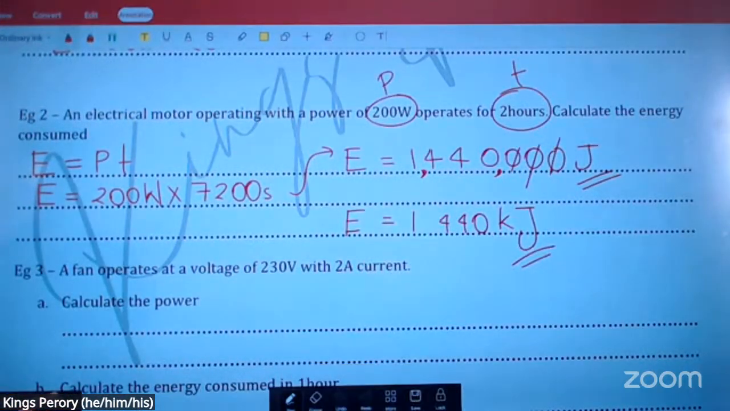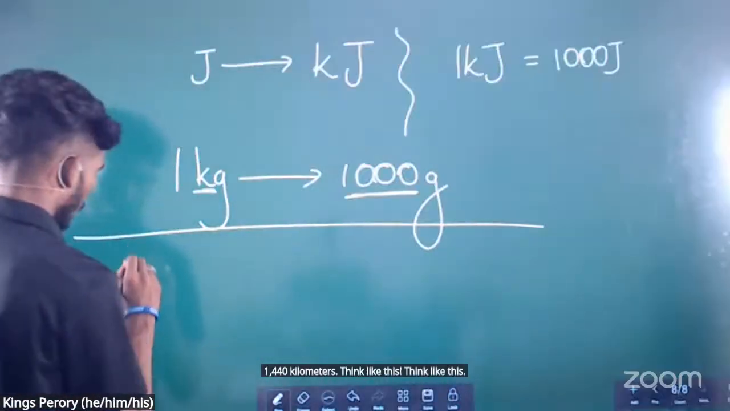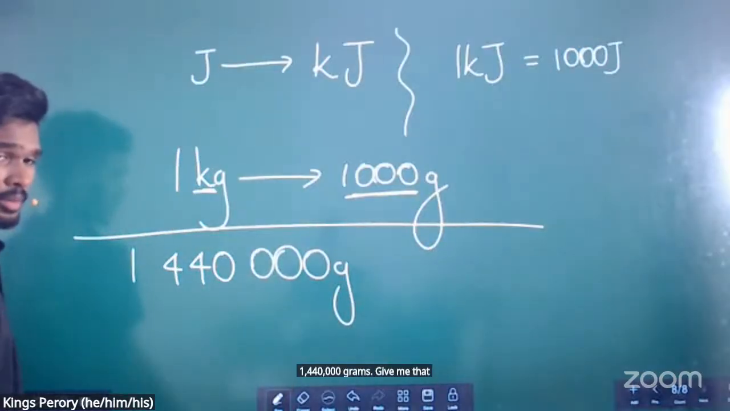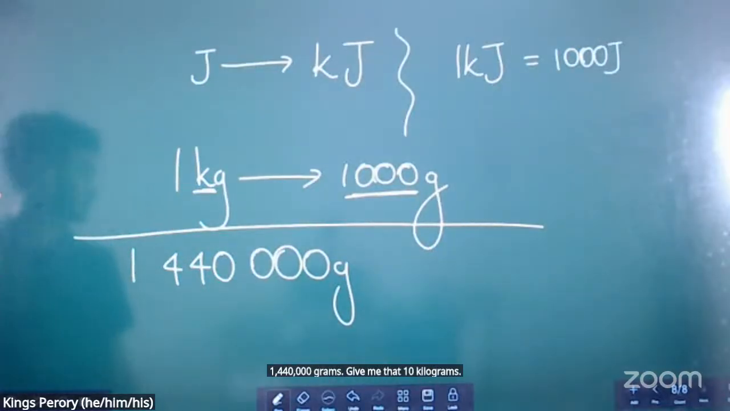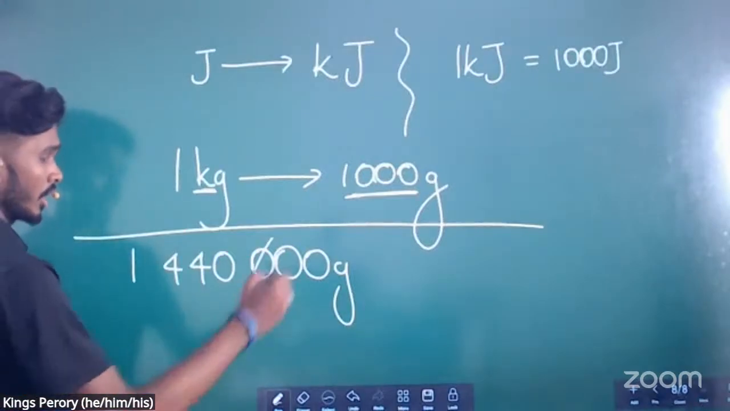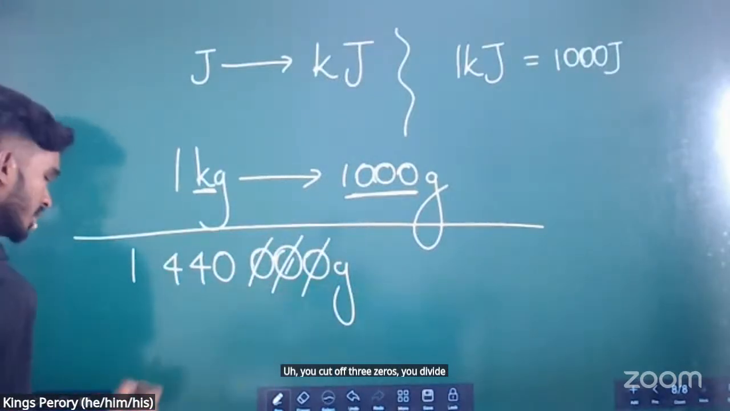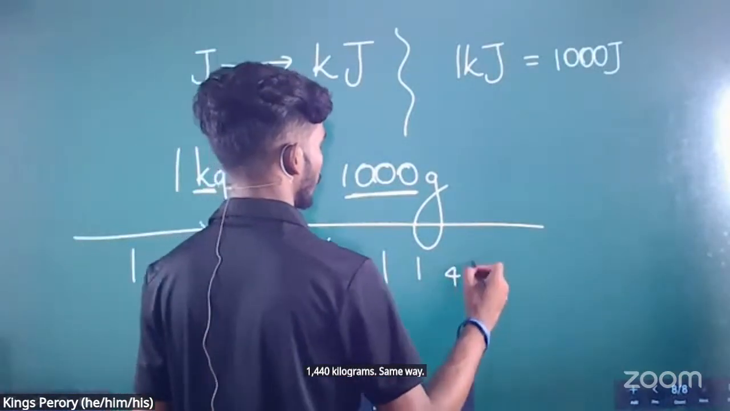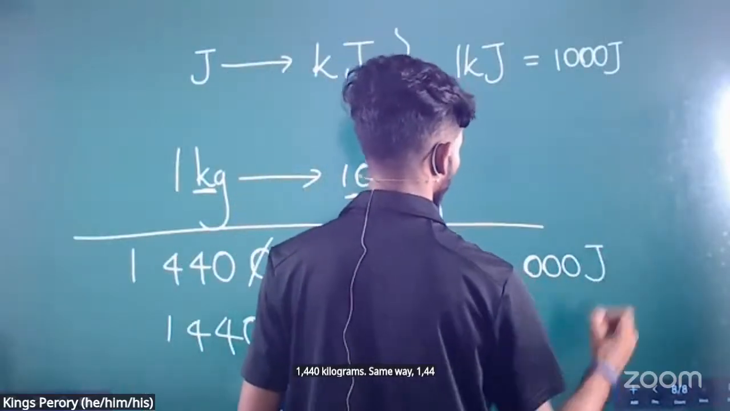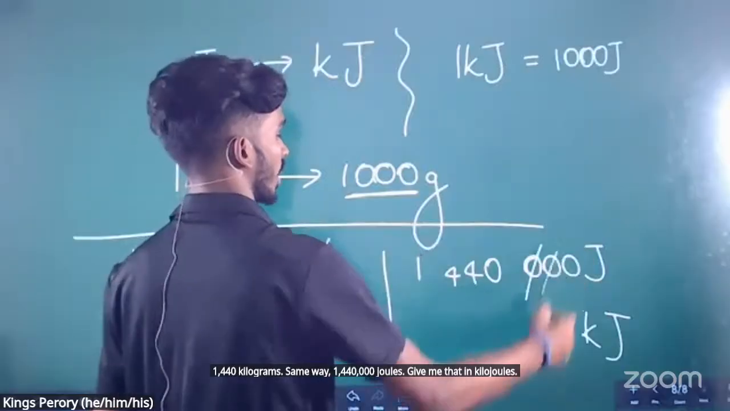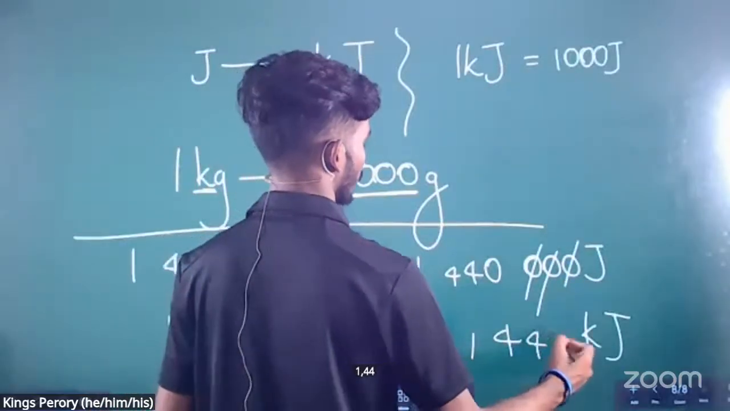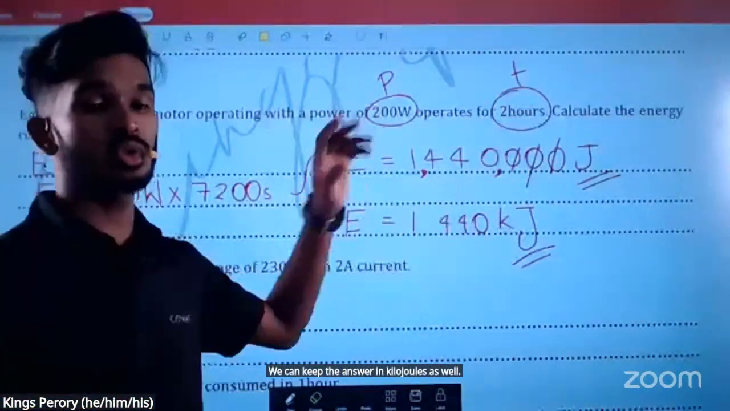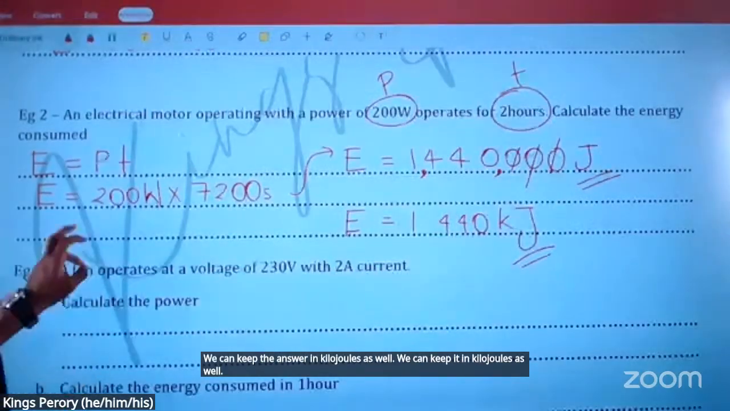Think like this. 1,440,000 grams, give me that in kilograms. You divide by 1000, you cut off 3 zeros. 1440 kilograms. Same way, 1,440,000 joules, give me that in kilojoules. You cut off 3 zeros. 1440 kilojoules. So you can keep the answer in kilojoules as well. Both are correct.